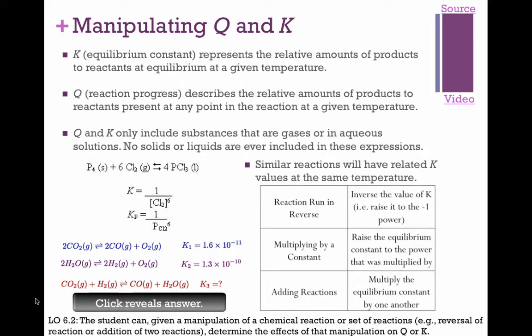Looking at Q versus K. So K is your equilibrium constant. Remember, you can have KC, KP, KSP, KA, KB. But it represents at equilibrium. There's only one time that K changes.